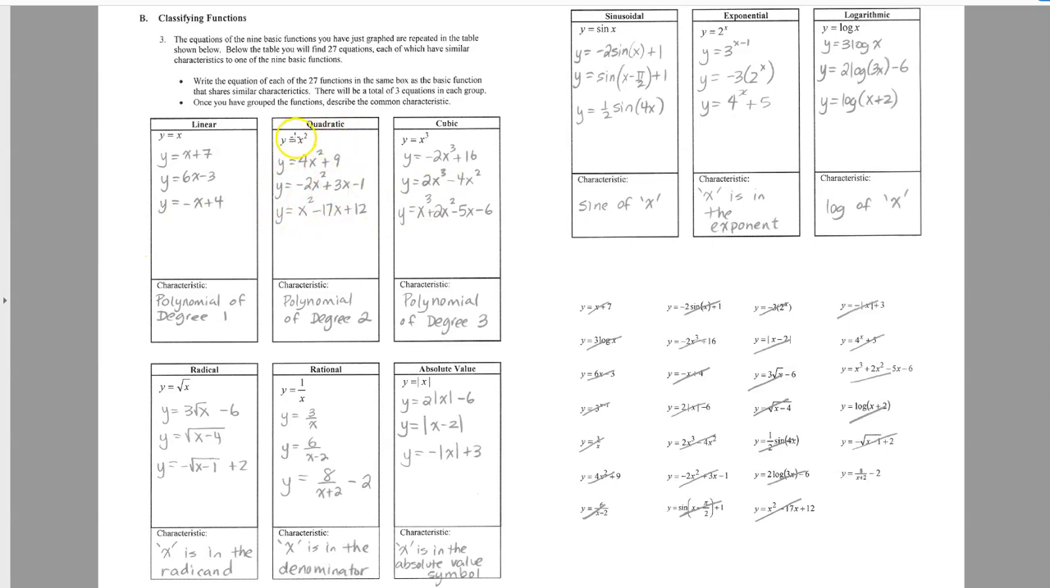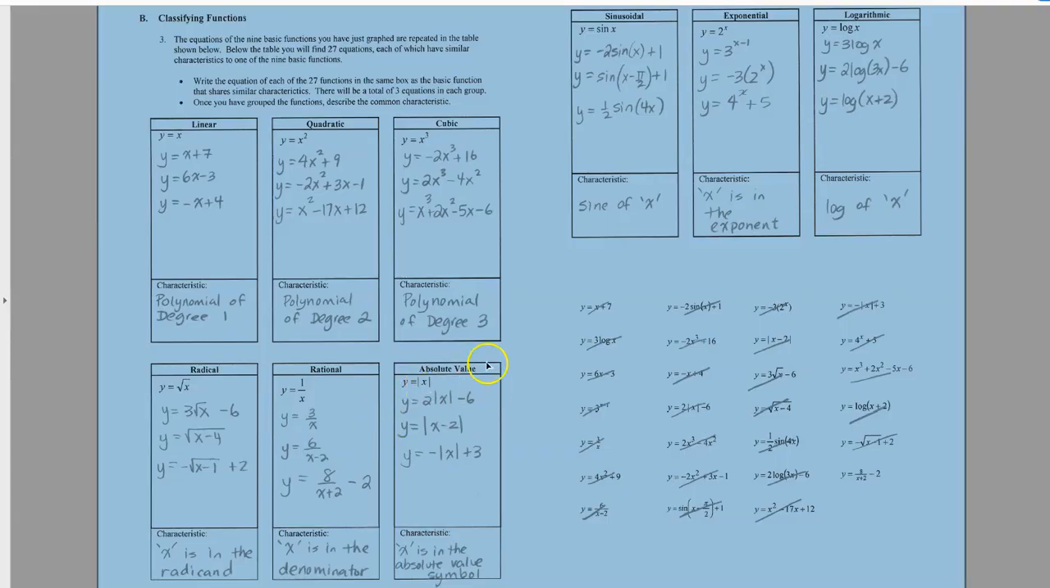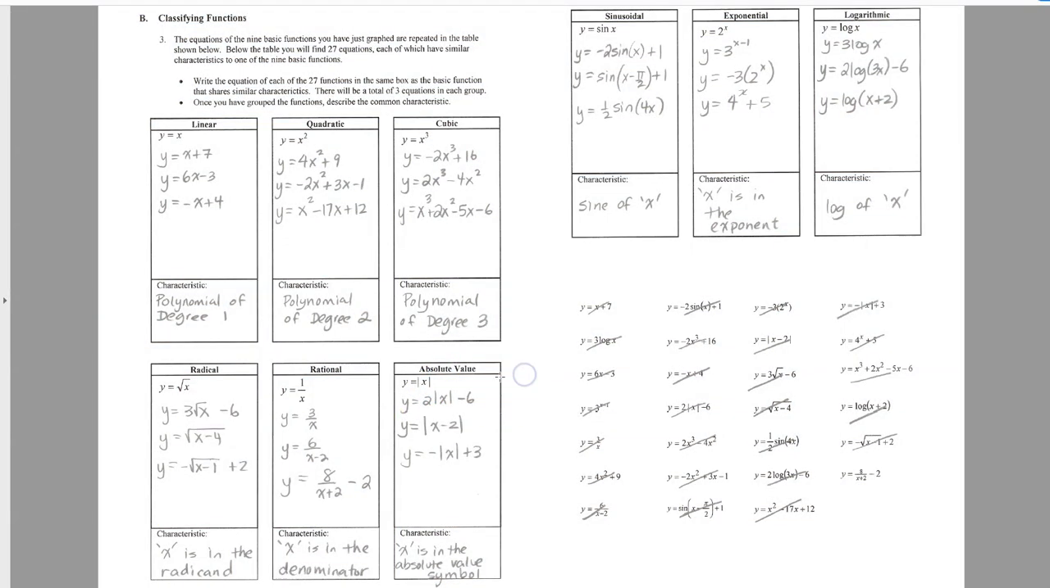Quadratics are all going to have an x squared, right, and nothing else, no higher power. So they're a polynomial of degree 2. Cubics, well, they've got an x cubed, that's their characteristic. Polynomials of degree 3. Radical has a radical sign, and what's important is that the x is in the radicand, that the variable you're taking the square root of is varying. Rationals, the x is in the denominator. Oops, oh, it's all blue. The x is in the denominator, that's the characteristic.